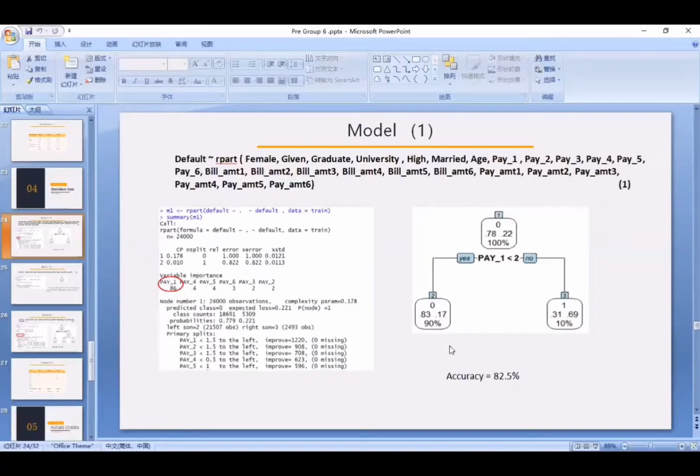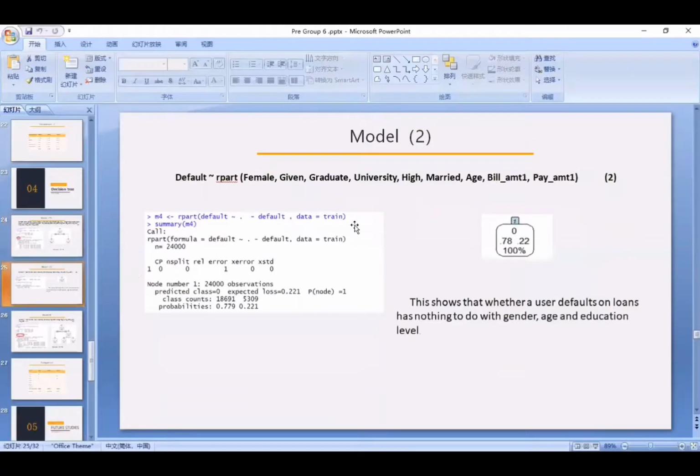And lastly, we can see model 2. We removed the variable P1, and we want to know whether the user's delinquency was necessarily related to the user's age, gender, or education level. The obvious answer is no, and it's hard to even find patterns in these variables.